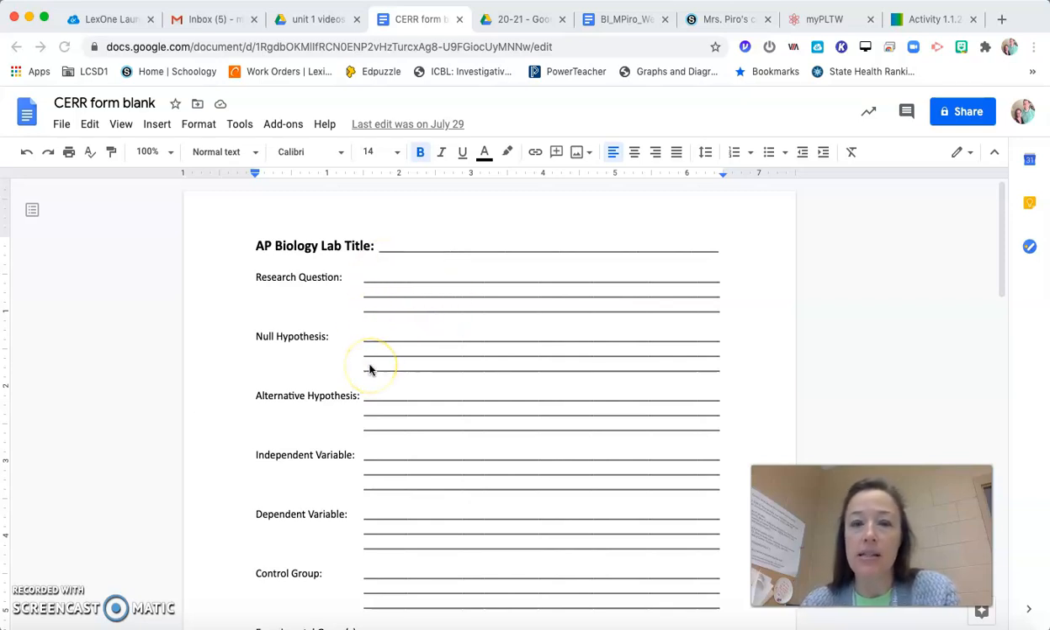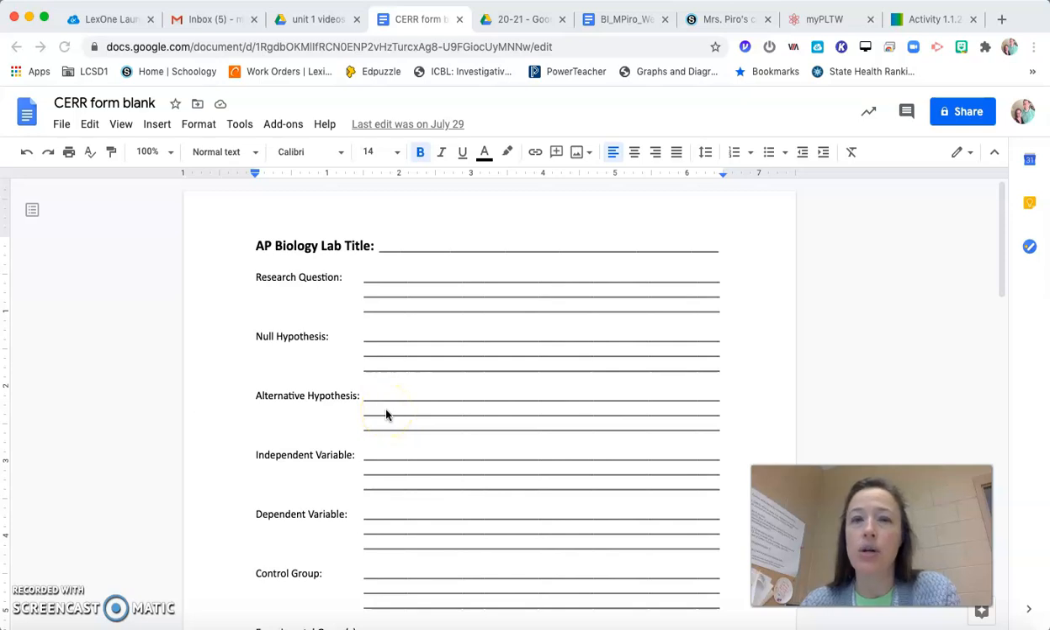Your null hypothesis is going to be where you're expecting the independent to not impact the dependent. So what you would be expecting here is that all of your groups would have the same results because there's nothing impacting them. So here you would say there will be no difference among the groups, or there will be no preference if you're looking at mice choosing food or crickets choosing smells or something.